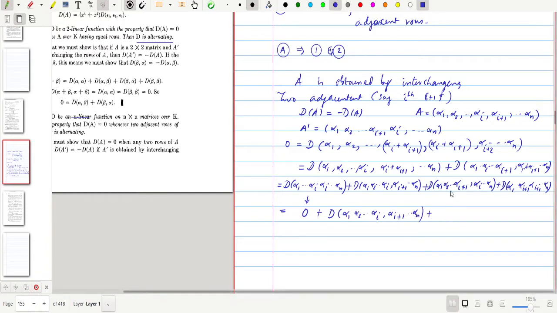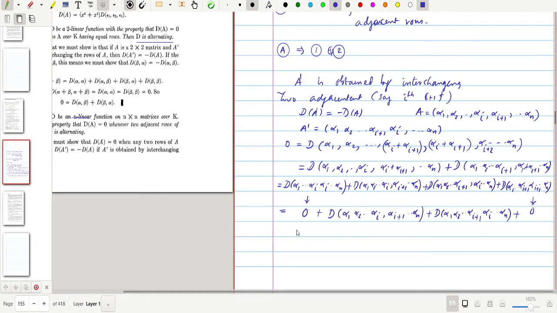And what about the second term? The second term is d of alpha 1, alpha 2, etc., alpha i plus 1. So this is in the ith position, and alpha i, etc., alpha n. And this is nothing but our A prime. A prime is obtained by interchanging the ith row and the i plus 1th row. So this is our d of A prime, and this will be 0 because this has alpha i plus 1 in the ith and i plus 1th row.